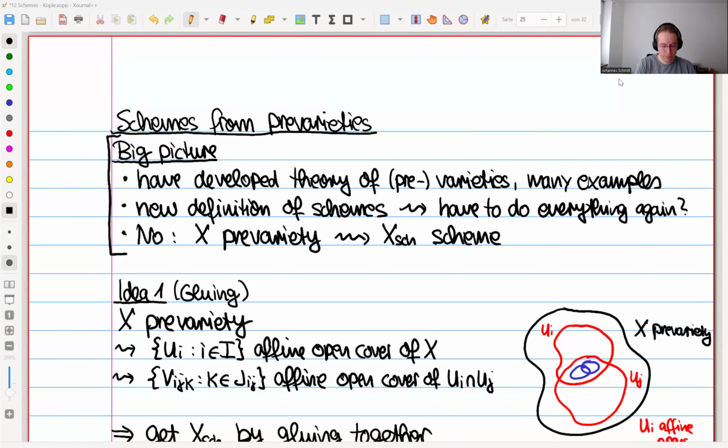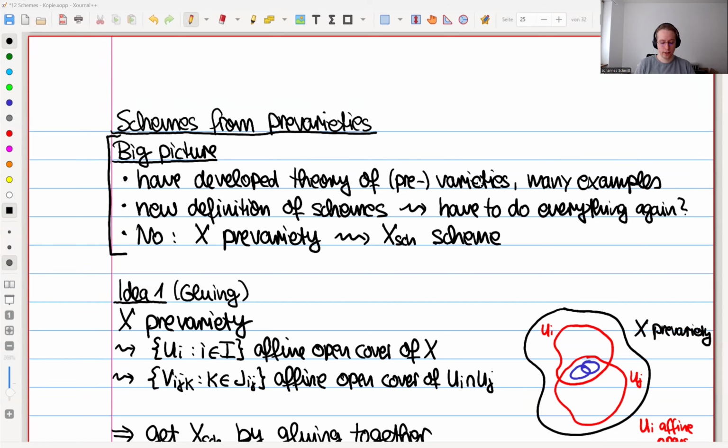So from a purely practical point of view, we have now introduced the schemes, this new fancy language, but we already did a whole course on varieties and pre-varieties. And we have a pretty good theory now of these things. We have many examples. We know a lot of their properties. And the question is, if we want to work in the language of schemes, do we have to do everything again now in this new language? And the answer is no.